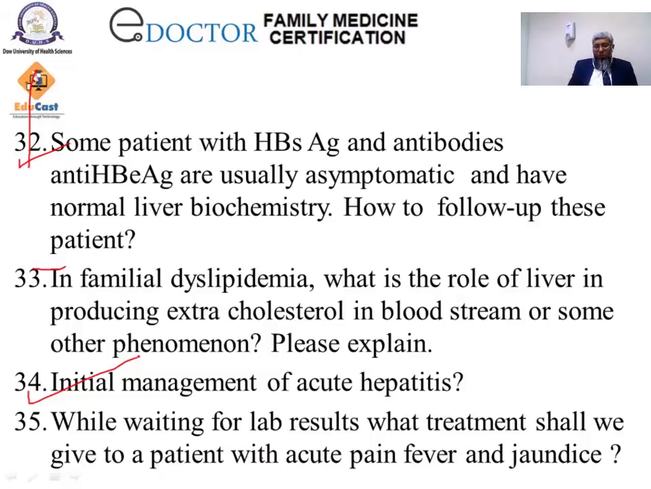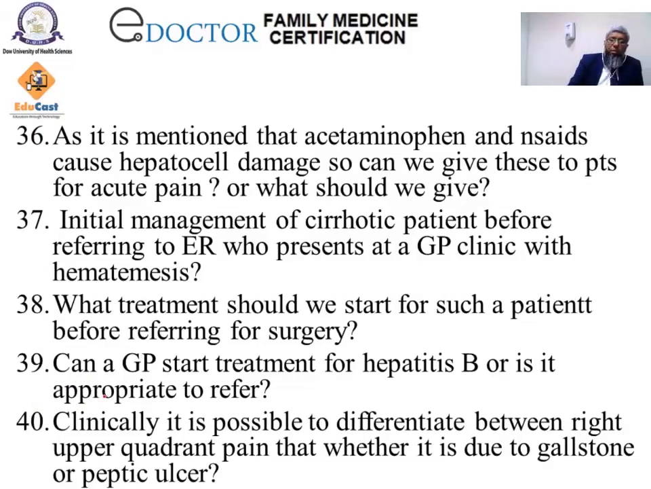While waiting for lab results, what treatment shall we give to a patient with acute pain, fever, and jaundice? When there's right hypochondrial pain, fever, and jaundice, and you're suspecting that this is acute hepatitis, avoid acetaminophen, treat with mefenamic acid or ibuprofen, that is Brufen.